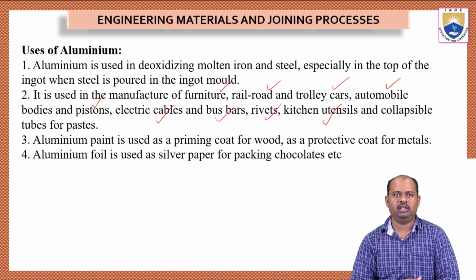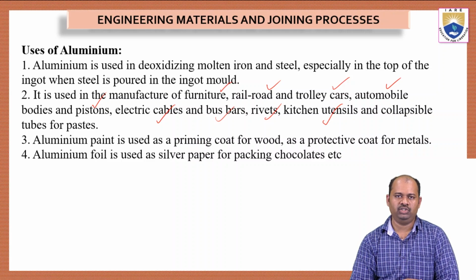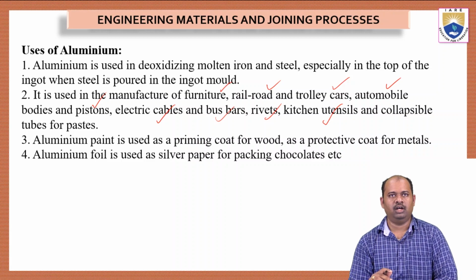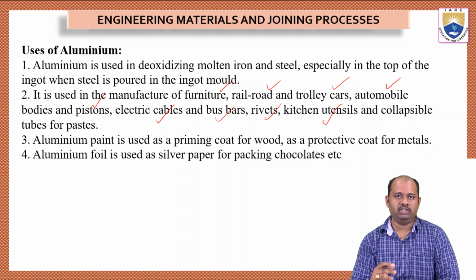The fourth point is that aluminum foil is used as silver paper for packaging of chocolates. Because of the malleable property of aluminum, it can be drawn into thin sheets, and these thin sheets can be used to wrap food. Aluminum foils are very widely used nowadays for wrapping food. So these are the applications of aluminum, where it can be used for different industrial and domestic applications.